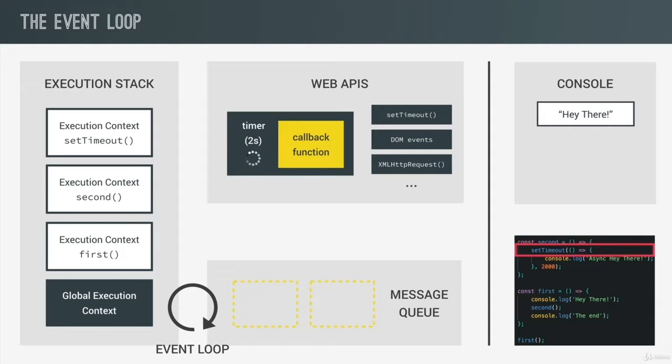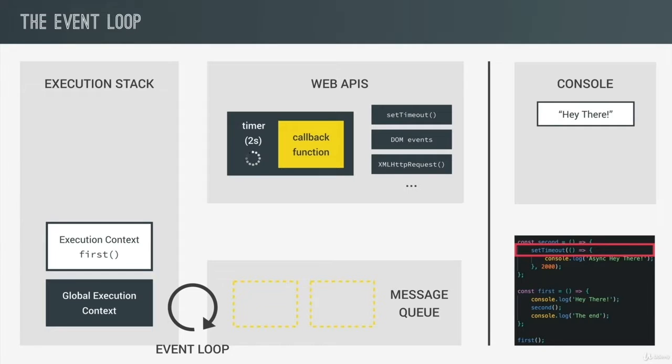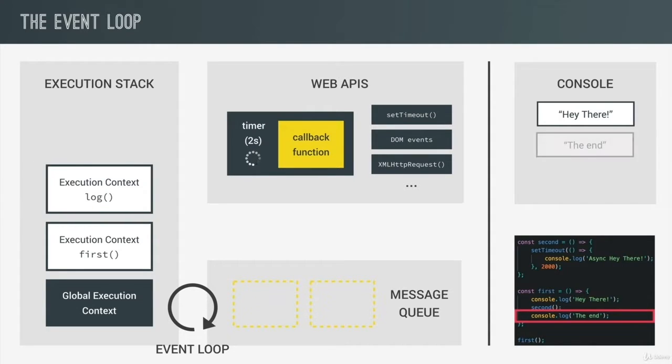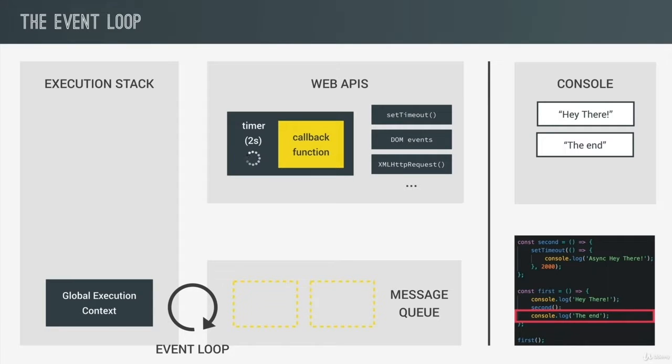So next up, the setTimeout function returns, pops off the stack, and so does the execution context of the second function, which now returns as well, and so we're back to the initial first function. Now we just log the end to the console, and so we give ourselves a new execution context, print the text to the console, and pop the context off again. Next, the function returns, and so we're back to our original state. So right now, we have executed all our code in a synchronous way, and have the timer running asynchronously in the background.